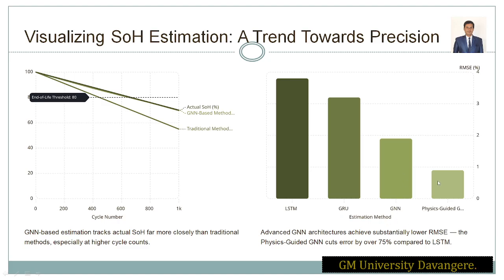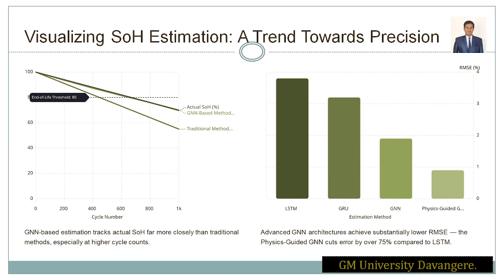Similarly, we have the RMSE also. As I told you about the RMSE, the root mean square error value should be very, very less than 1%. So that is what you have to determine, the end of life of the batteries, based on the life cycle also.